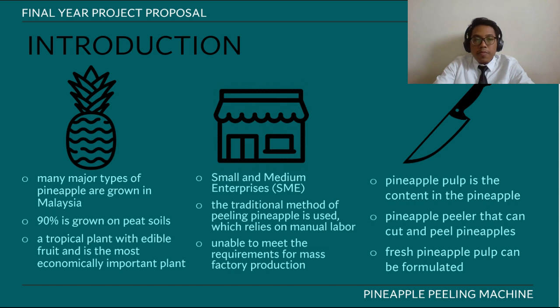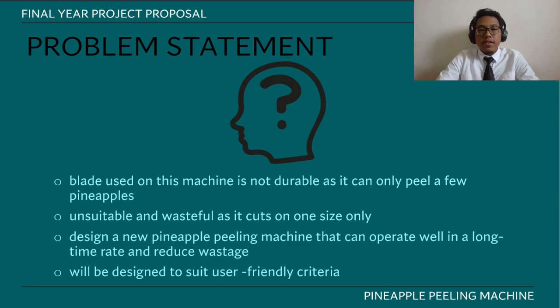Next, pineapple pulp is the content in the pineapple between the outer skin and the core. The structure of the pineapple core is hard. A pineapple peeler that can cut and peel pineapple automatically can reduce production time and labor costs. Natural fresh pineapple pulp can be formulated in a mixture of ice cream, jelly, juice, and jam. Next, I will present about the problem statement.